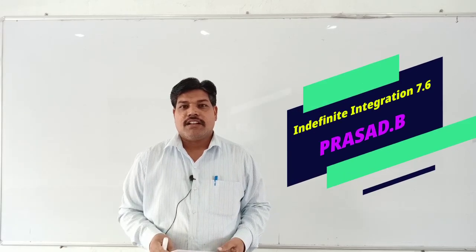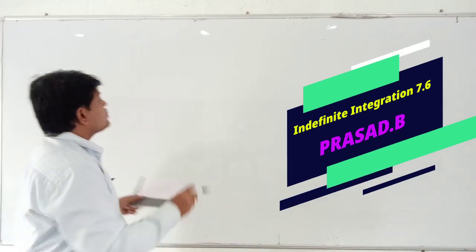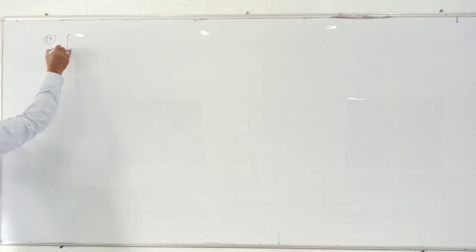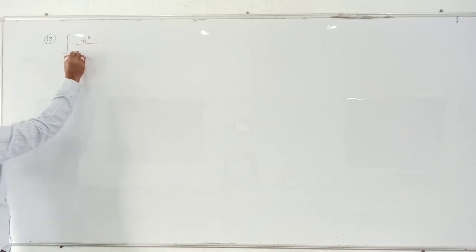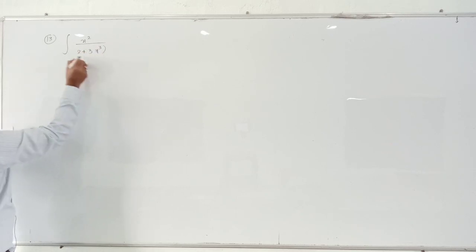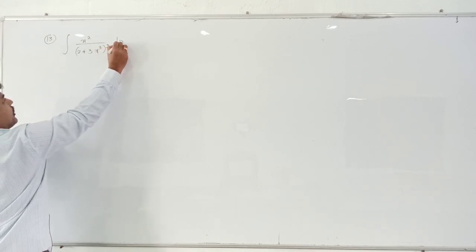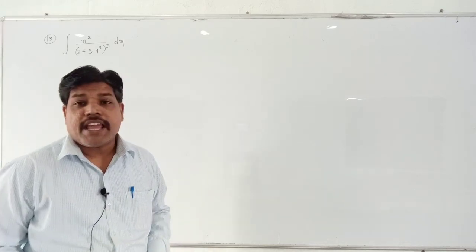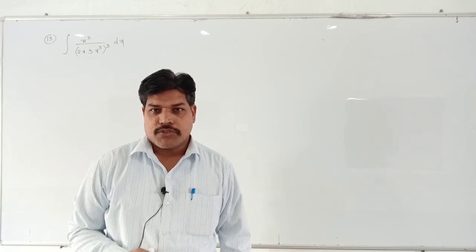See students, the next question, question number 13. Integral of x square by (2 plus 3x cube) whole cube into dx. Integral of x square by (2 plus 3x cube) whole cube into dx. See that question students, how to solve this question is here.